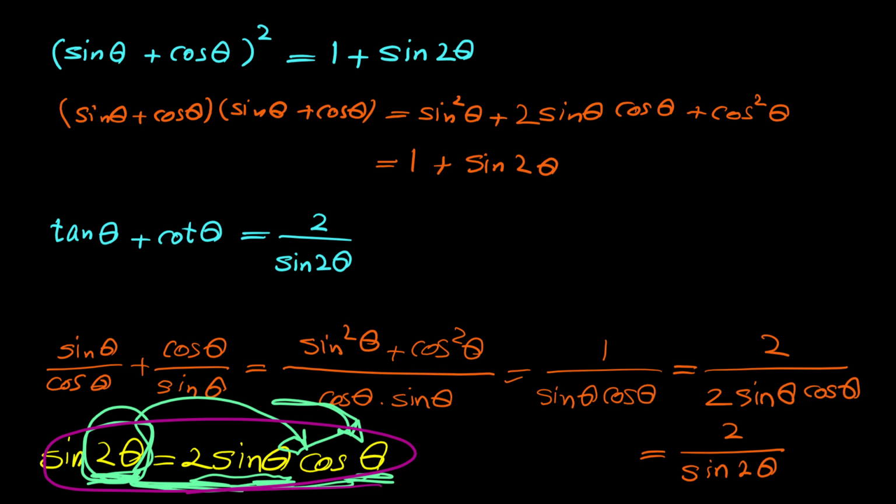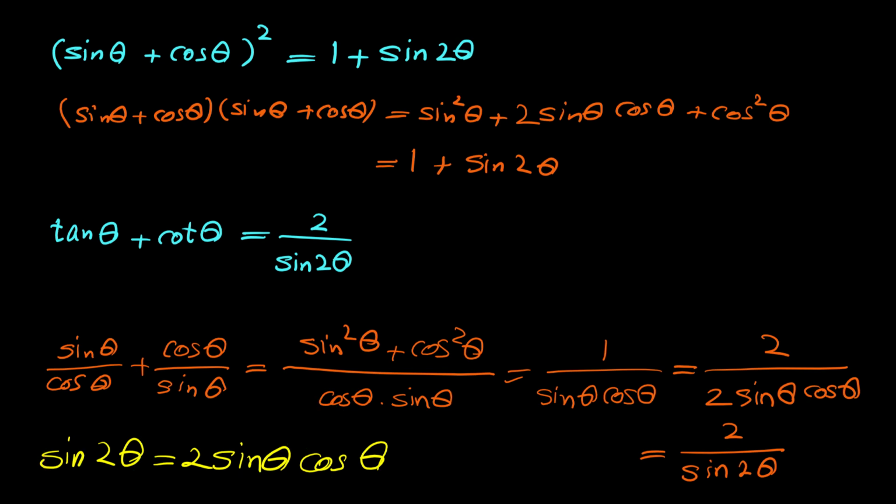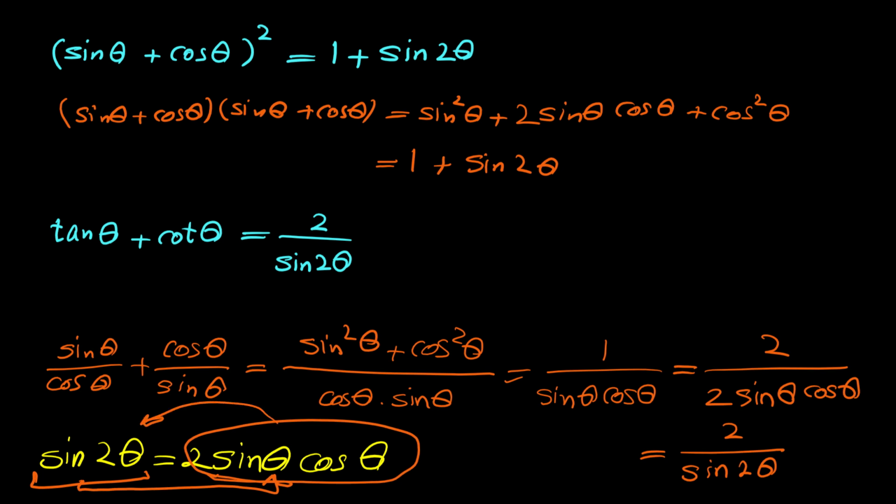Learning an identity is different than memorizing an identity. And attention: not only do you have to learn how to use this identity from left to right, you have to understand how to use it from right to left. 2 sine of cosine of an angle is sine of double of that angle.